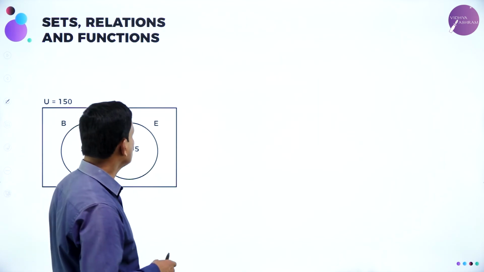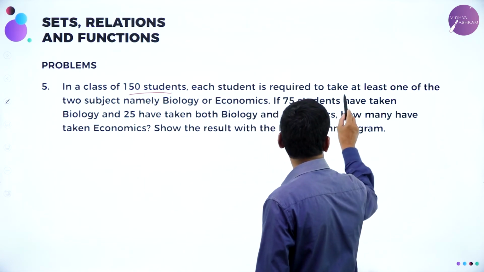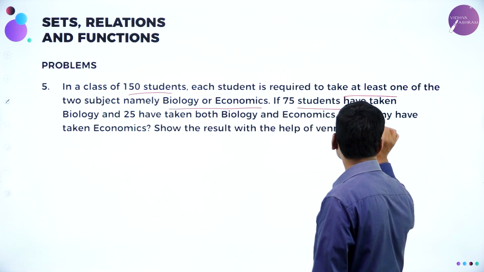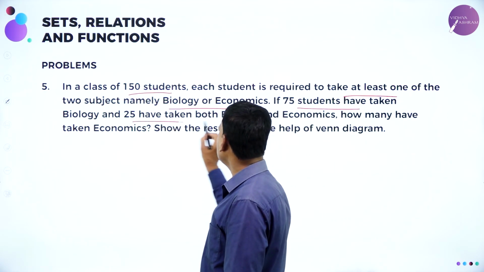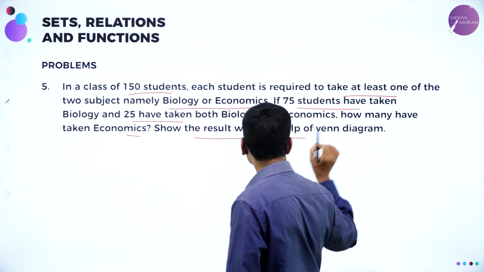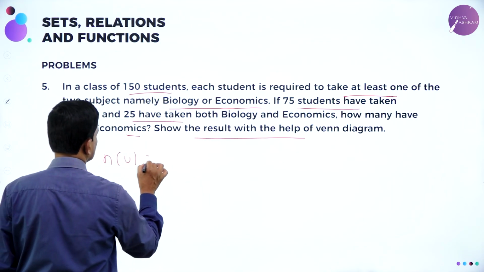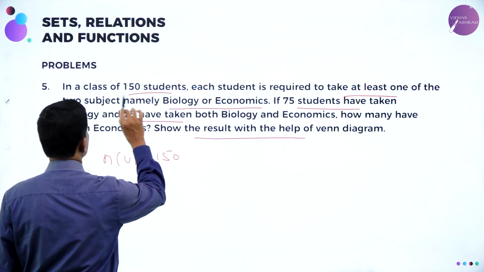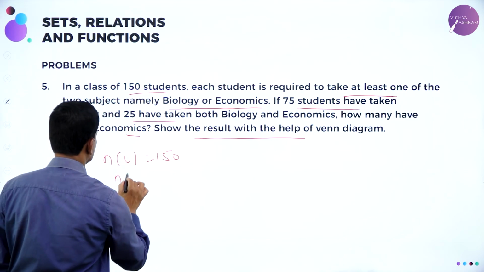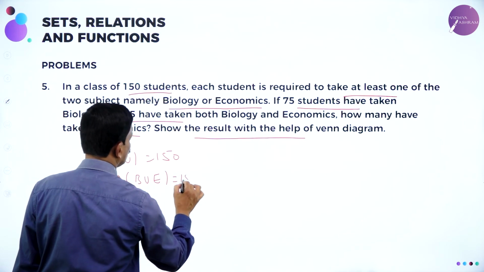Now let us come to the last problem in this concept. In a class of 150 students, each student is required to take at least one of the two subjects, namely biology and economics. If 75 students have taken biology and 25 have taken both biology and economics, how many have taken economics? Show the result in a Venn diagram. Very simple problem. Let us write n of U is equal to 150, so n of B union E is equal to 150.